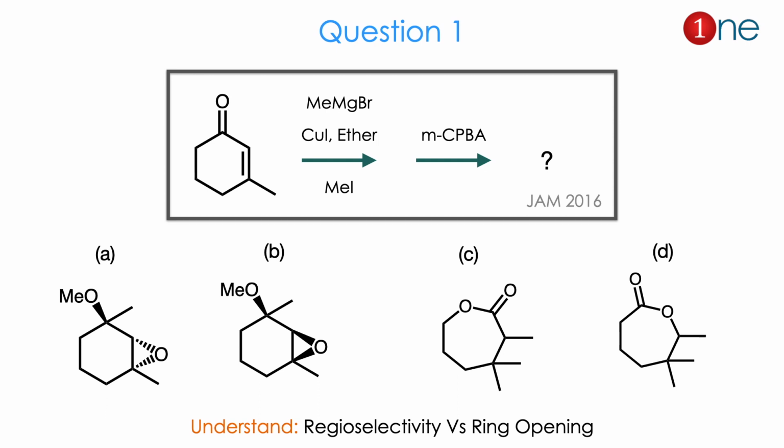The products are like epoxidation, which is above the plane or below the plane, syn to methyl or anti to methyl. The other possibility is ring expansion, where the ring is expanded from a 6-member ring to a 7-member lactone, with the position of the carbonyl group different. So there are 4 possible types. From the reactant to product, you might guess regioselectivity versus ring opening is the real question here. The answer is D. Let us see how.